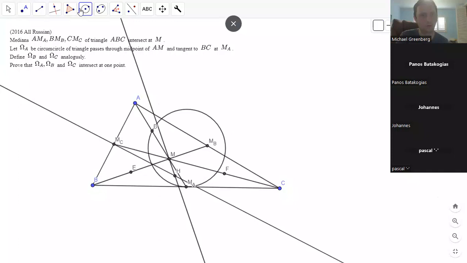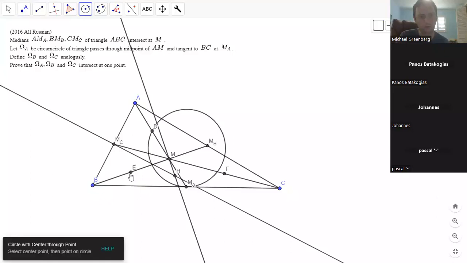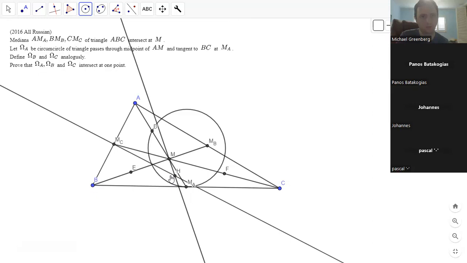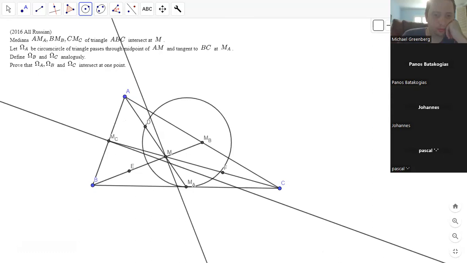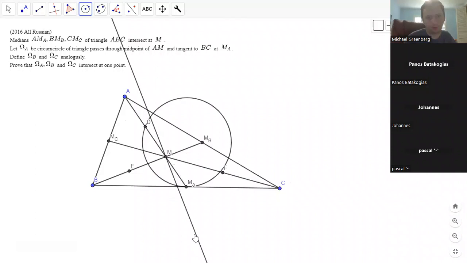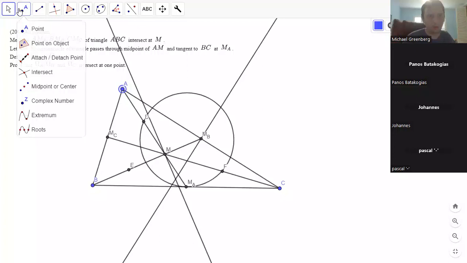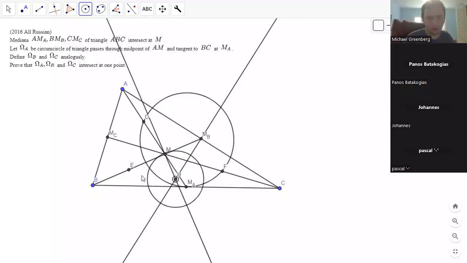Sorry, now I'm confused. We had the perpendicular from M to MMA. Now we have the perpendicular from M to MMB. But we need to see where it meets. I did the wrong perpendicular. That was the problem. So it should be this one. Like that.